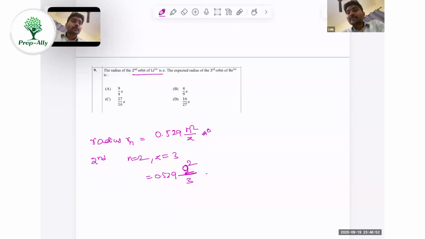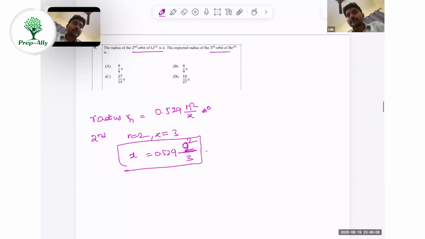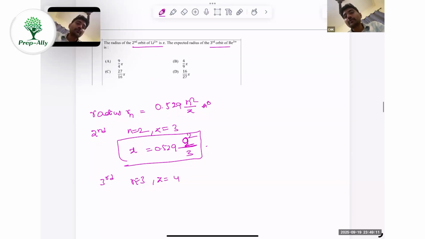No, that value is x. So I am taking this value as x. Now the expected radius of the third orbit of beryllium 3 plus, you need to find. For beryllium 3 plus, third orbit, so the n value is 3. The Z value is beryllium's fourth one.